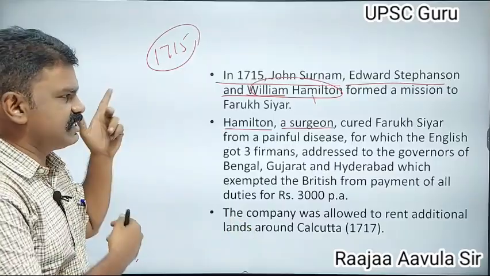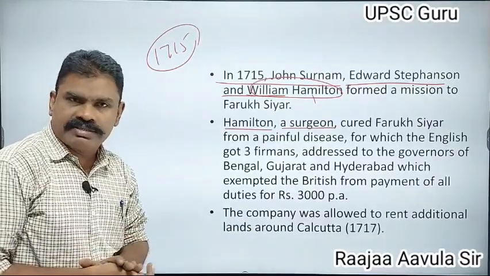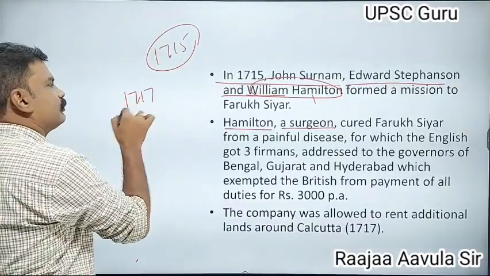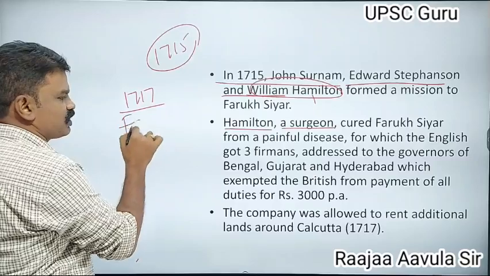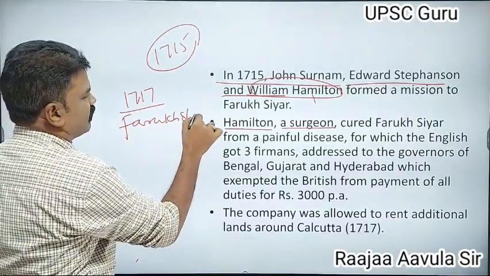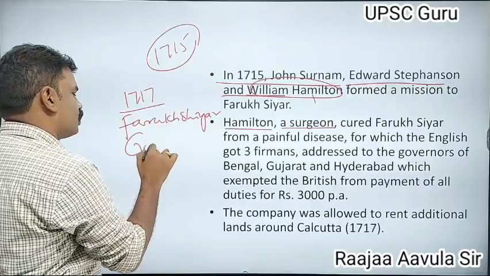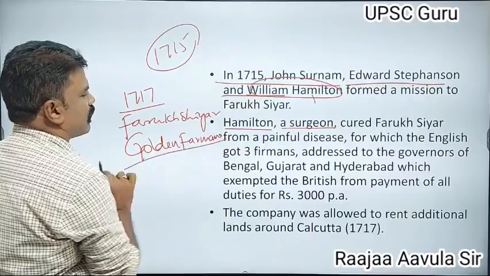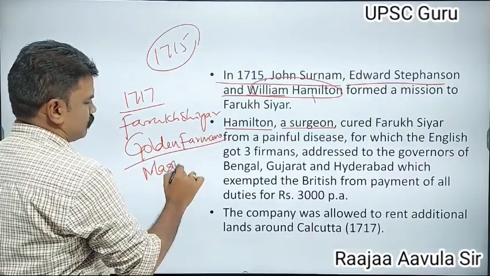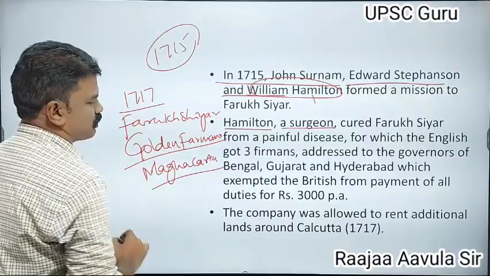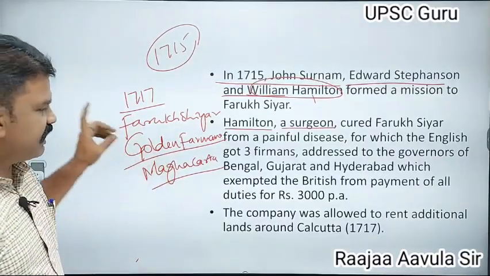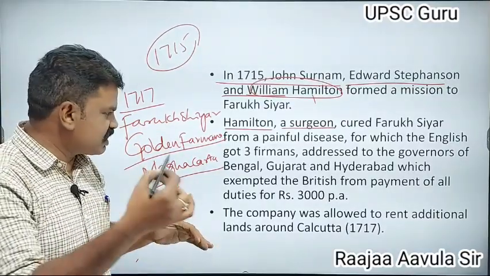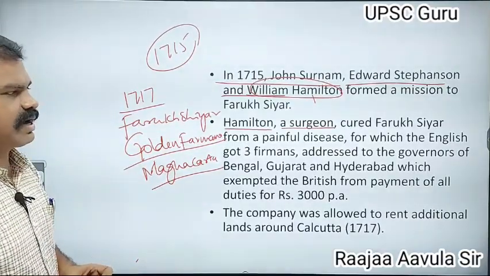Whenever Hamilton cured the disease, the English got three farmans. That is in 1717. In the year 1717, Farrukhsiyar gave the golden farman to the British East India Company. This is what is called the golden farman. It is also called the Magna Carta. You can remember the 1717 Farman is also called the Golden Farman, which was given by Farrukhsiyar to the British East India Company.